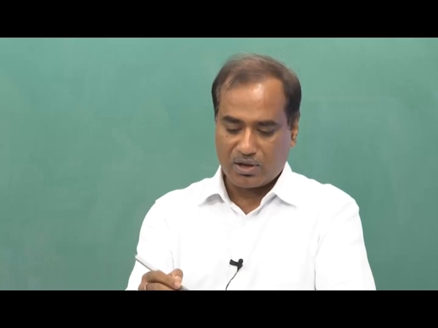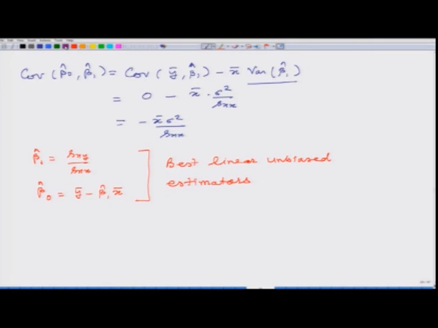One important property that can be observed from here is the following. We had the model beta 0 plus beta 1 xi plus epsilon i. This was our model, and we had obtained the fitted model like this.